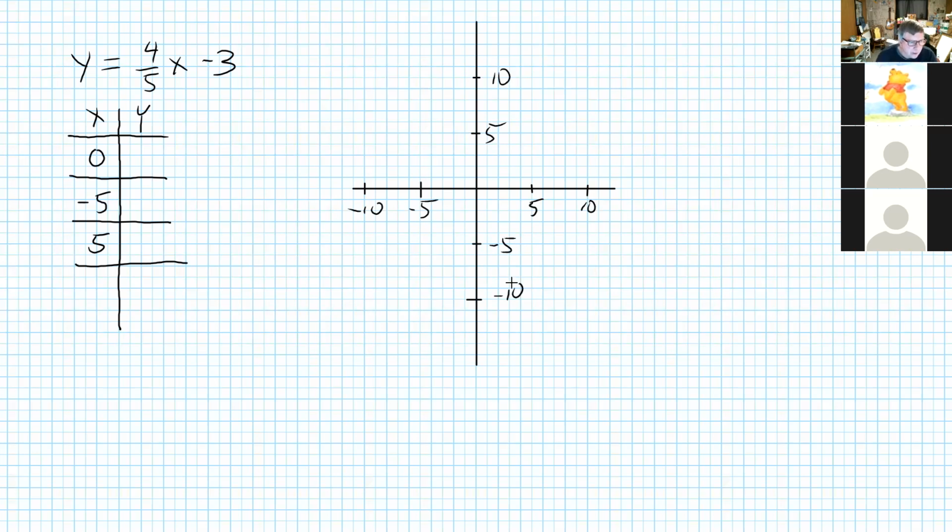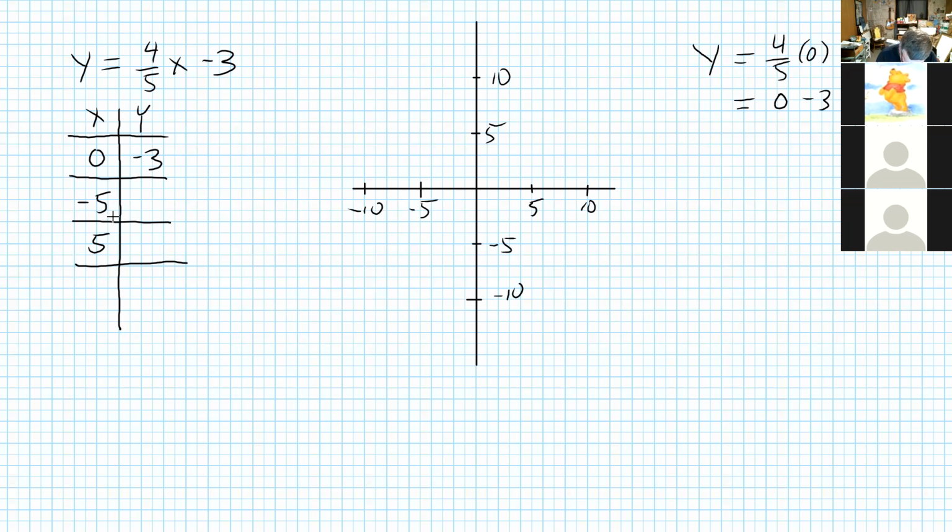So our first ordered pair, x is 0. So let's see, if x is 0, we get y equals 4/5 times 0 minus 3. Well, anything times 0 is 0, and 0 minus 3 is -3. So we get 0, -3 as our first ordered pair. Any questions about that?